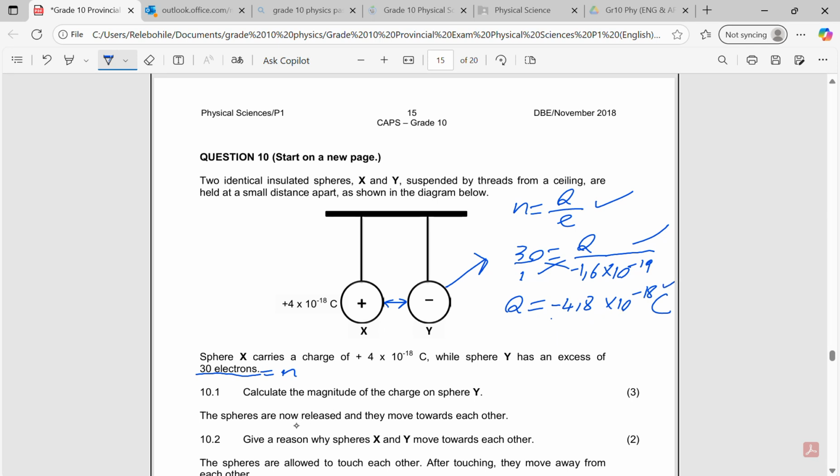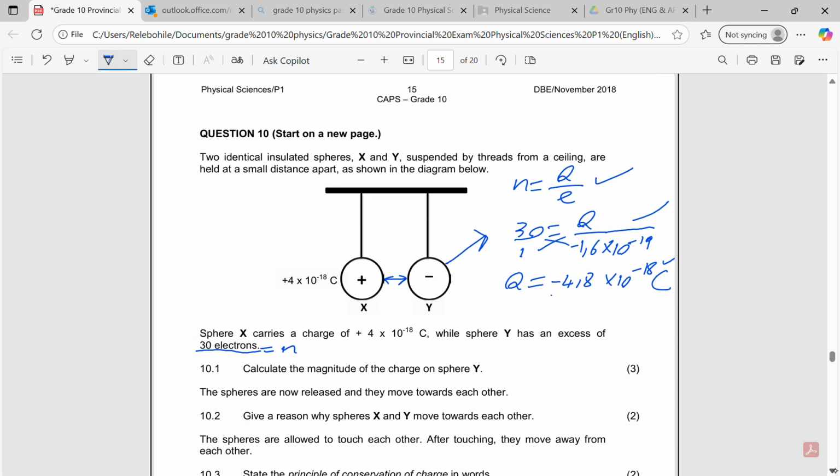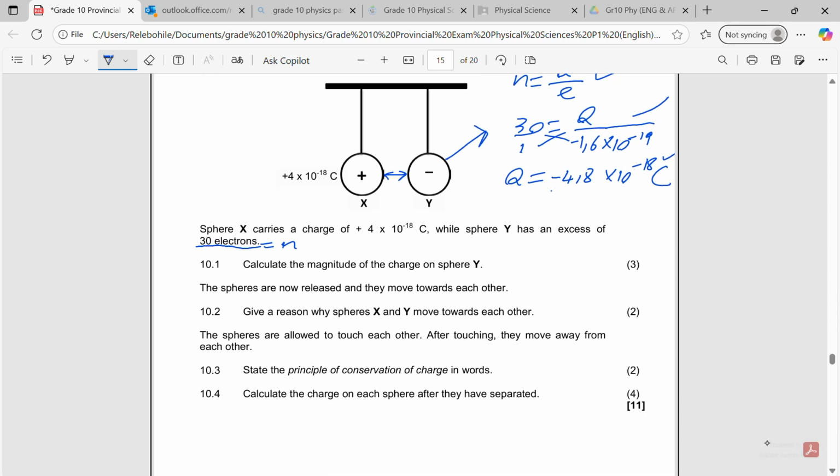Okay, that's how we do that one. Now let's move on. They say the spheres are now released and then they move towards each other. Obviously they are going to move towards each other, guys, because they are oppositely charged. But now they ask the question of give a reason why spheres X and Y move towards each other. It's because of what we've already said. They have unlike charges. Okay, so that's what we'll write.